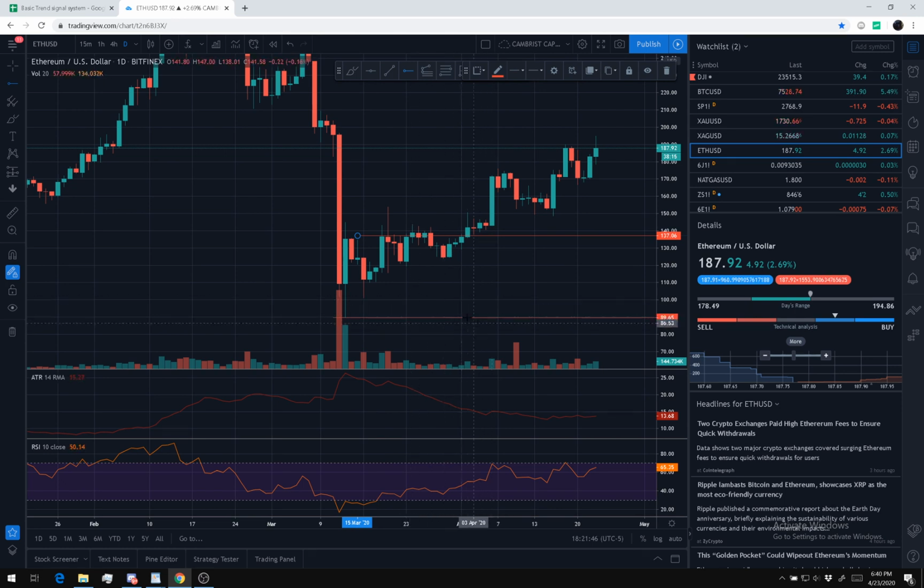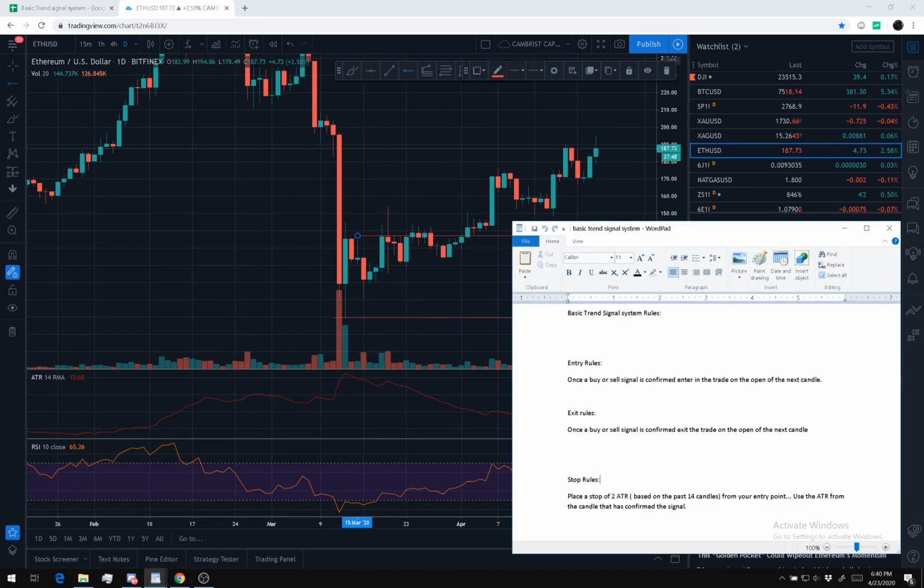So ATR is always changing, but we use 2 times the ATR. That's our stop. Theoretically, no matter what currency we're using, no matter what market we're trading, we can use this system because every market has ATR, and we're going to use that 2 ATR stop. And this is the benefit of using ATR as your measurement. So these are the basic rules. These are very, very simple rules to follow with that system.